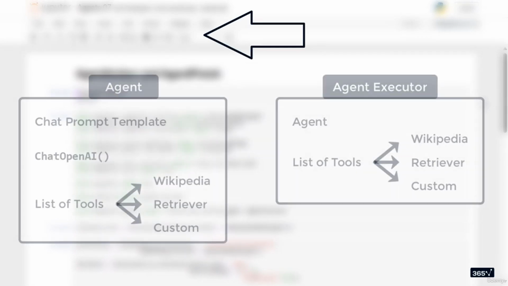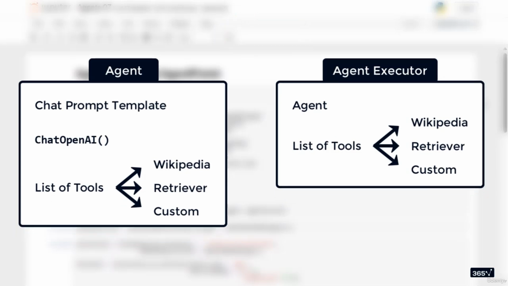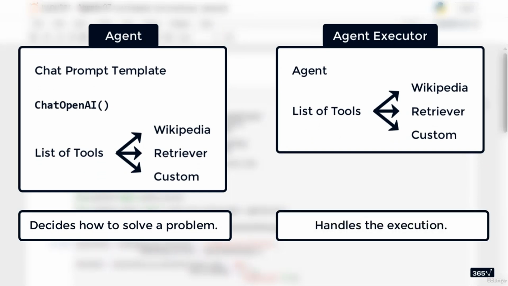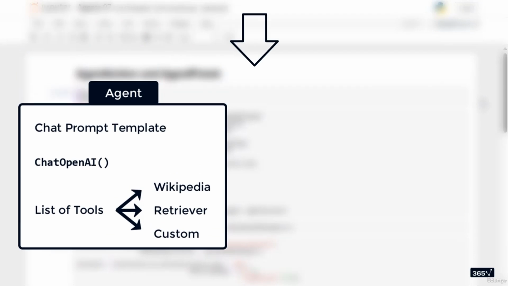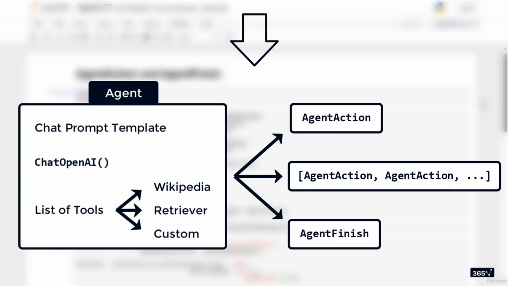Welcome back, everyone! In the last lesson, we used a list of tools, a chat model, and a chat prompt template to create an agent and an agent executor. Recall that an agent's task was to decide how to solve a problem, while an agent executor handled their execution. In this lesson, we'll step back and pay closer attention to the agent and the objects it can return: an agent action, a list of agent actions, or an agent finish. With that said, let's jump right in.